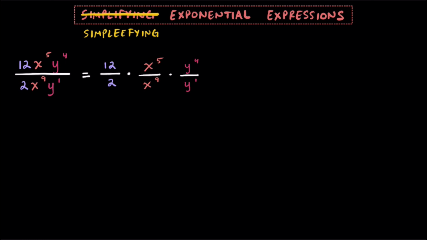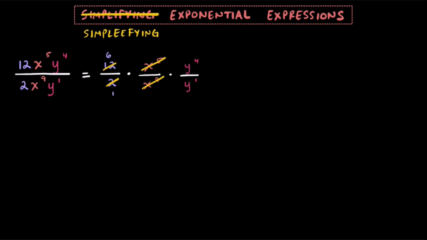This 12 and 2 have a GCF of 2, so if we divide them both by 2, 12 divided by 2 is going to be 6 on top, and 2 divided by 2 is going to be 1 on bottom. Now for the x terms, there's really 5 x's being multiplied together on top, and we have 9 x's being multiplied together on bottom, so their GCF is going to be x to the 5th power.